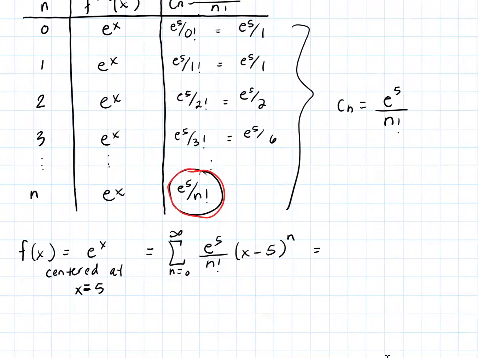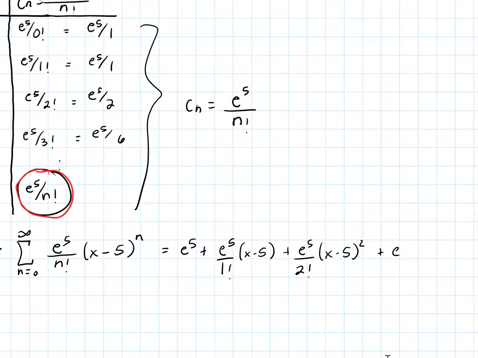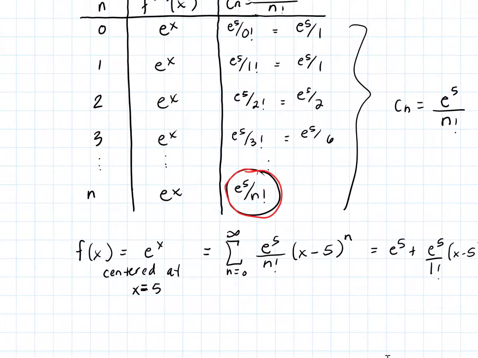And expanded out, that would be e to the 5th plus e to the 5th over 1 factorial times x minus 5, plus e to the 5th over 2 factorial times x minus 5 squared, plus e to the 5th over 3 factorial times x minus 5 cubed, and so on and so forth.